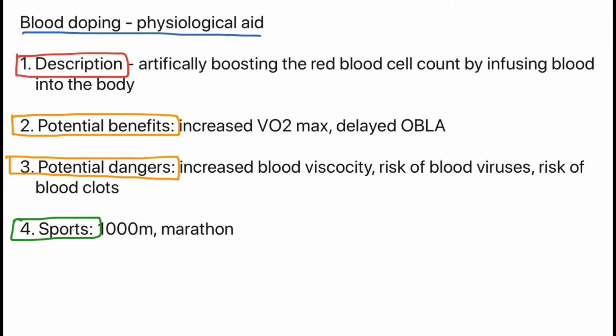So the first one is blood doping. So the description is artificially boosting the red blood cell count by infusing blood into the body. The benefits, such as the ones in EPO, are increased VO2 max and it delays your OBLA.